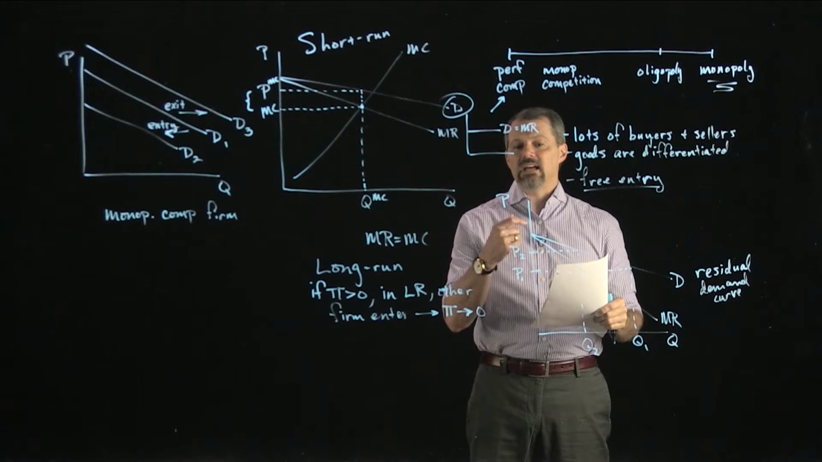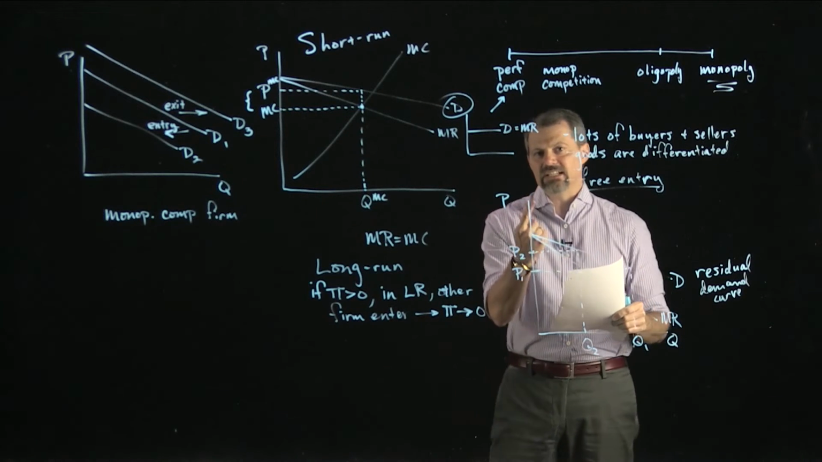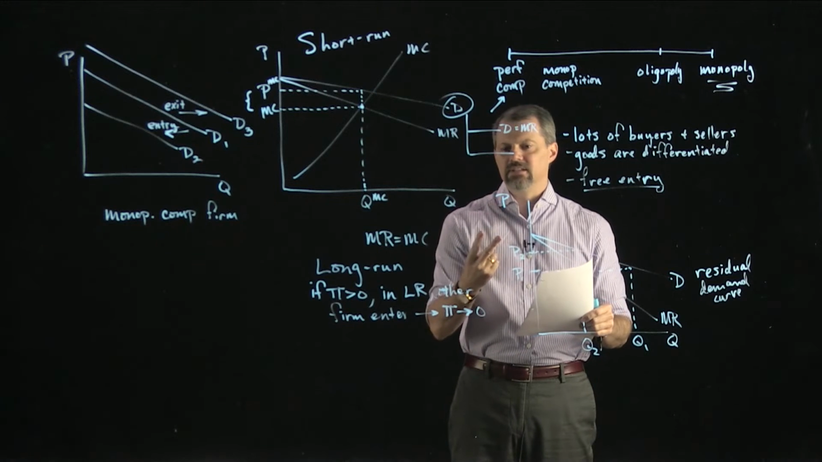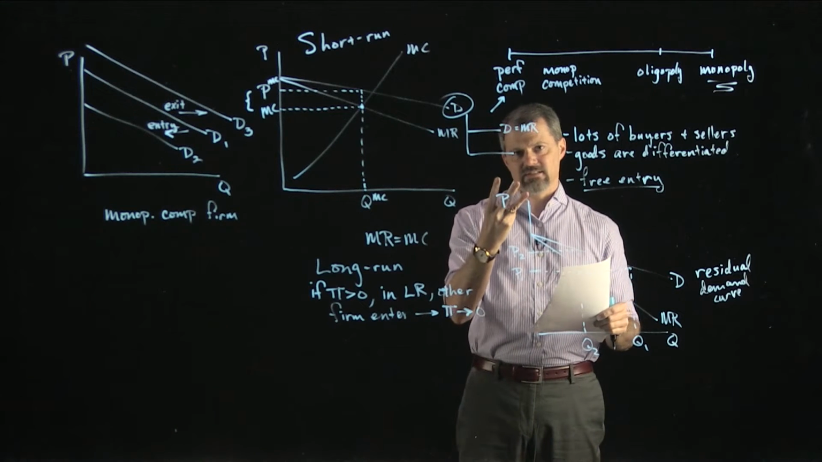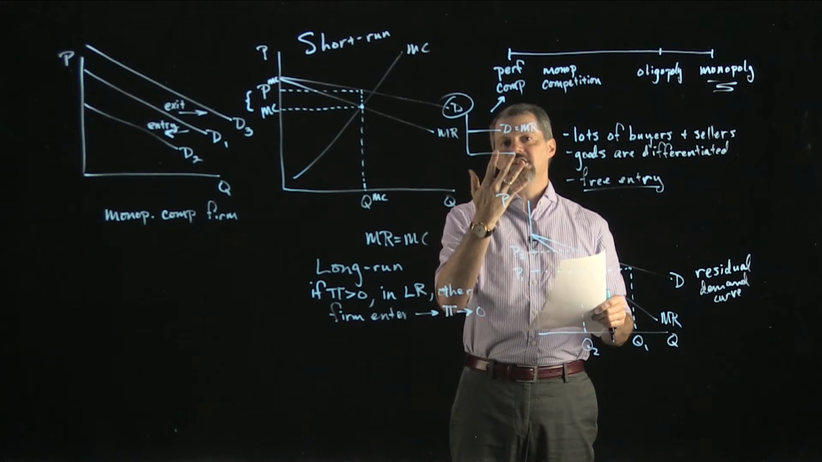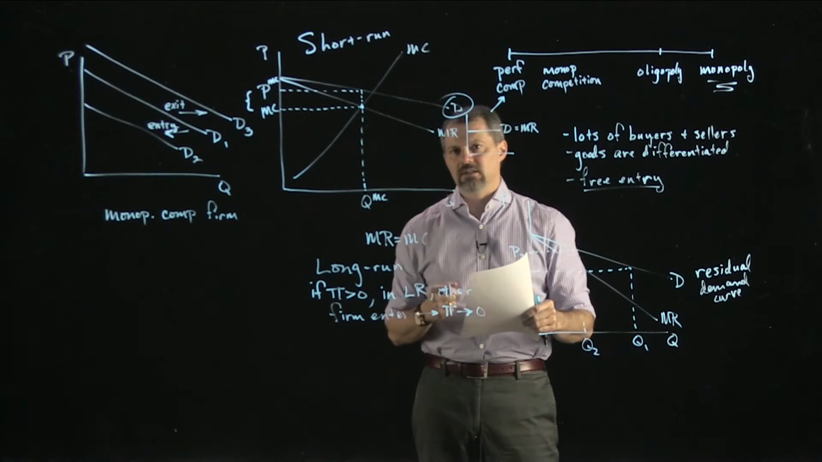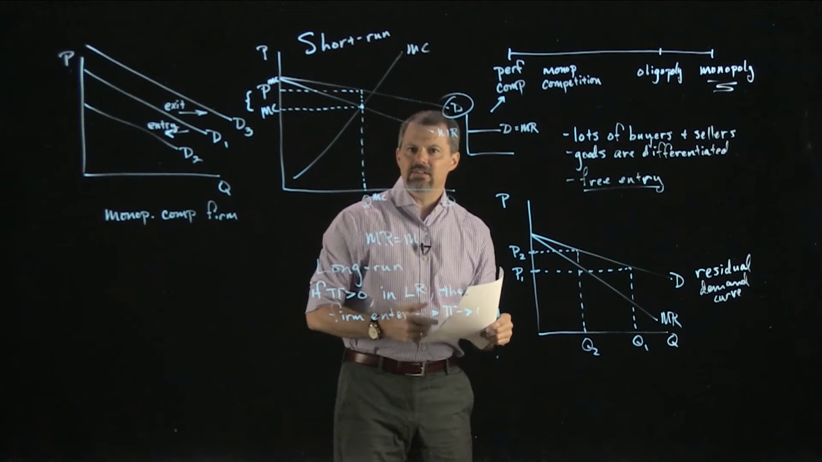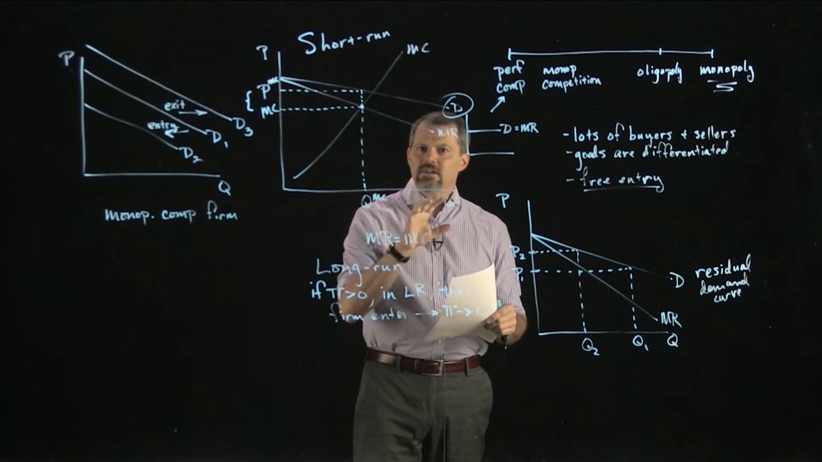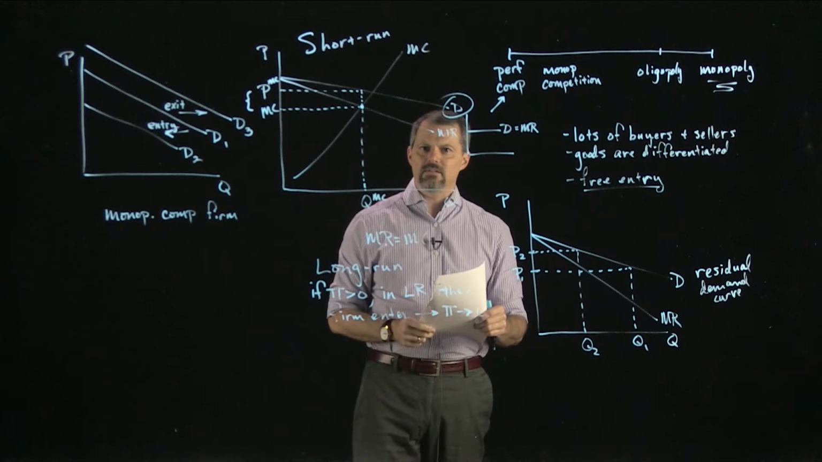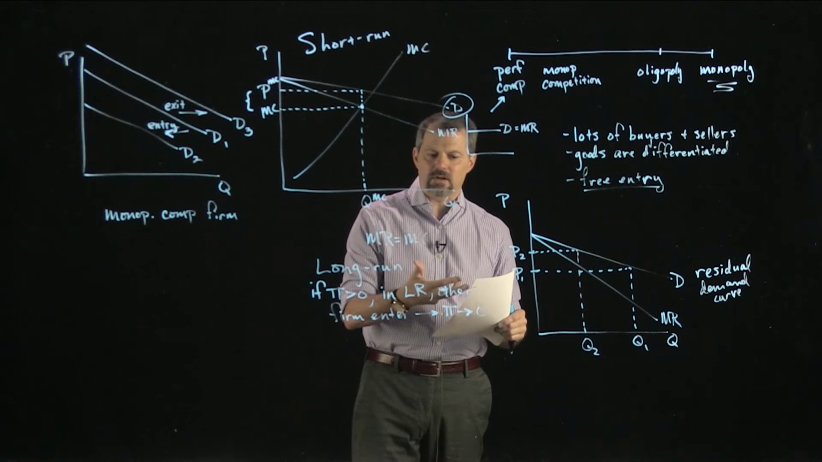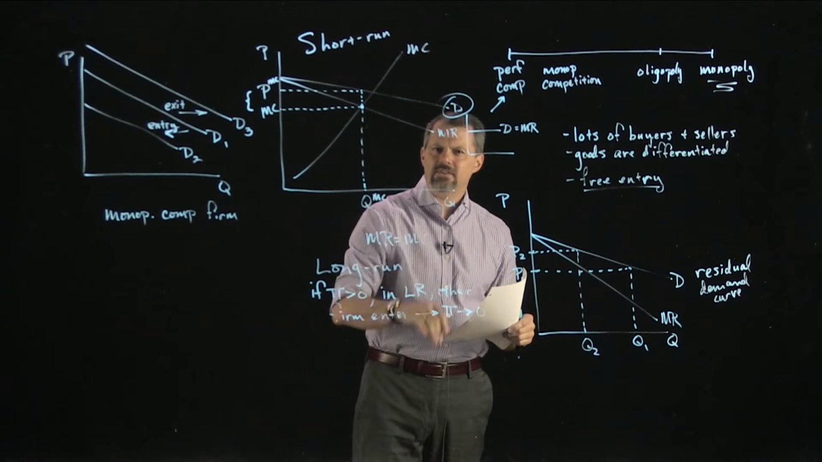And those are things like income, a consumer's income shifts their demand curve, prices of related goods, their tastes and preferences, expectations about the future, and then the number of buyers in the market. The number of buyers in the market shifts the market demand curve. The number of sellers in the market does not shift the market demand curve. The number of sellers in the market shifts the market supply curve.